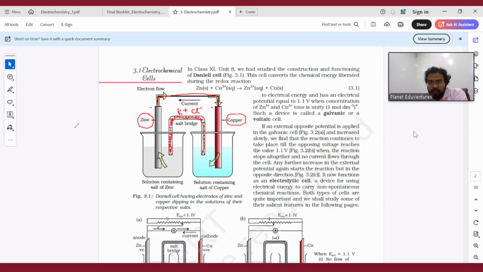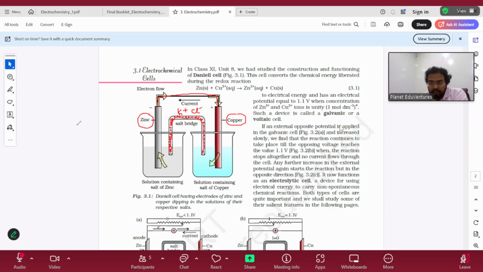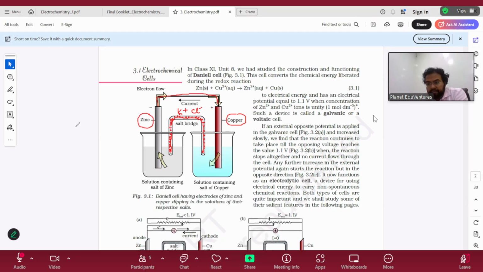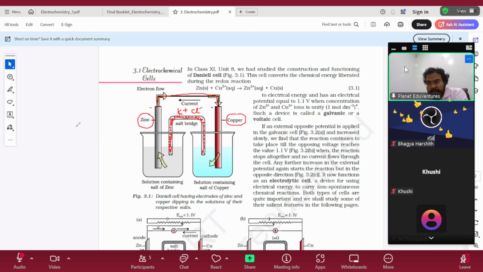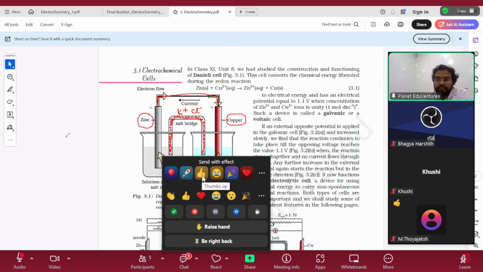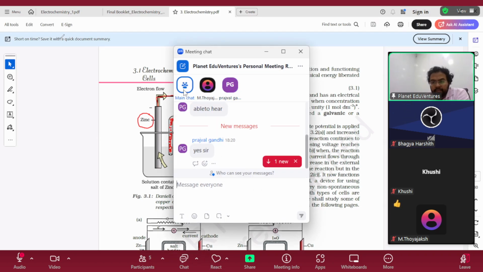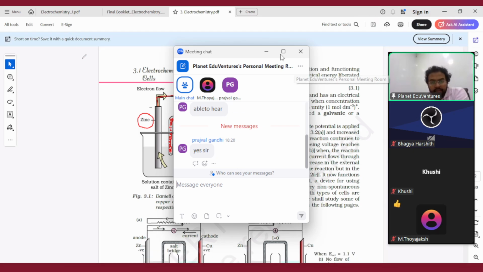Now please tell me if you have understood the construction of the cell. All of you have understood? You can give me a thumbs up. Understood, Kushi? Rajwan? Okay, very good.